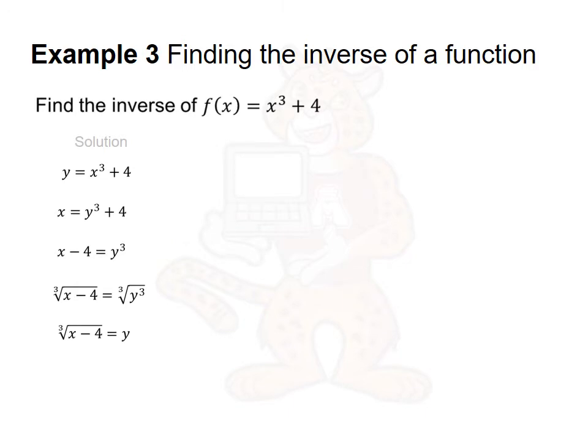So the radical and the exponent disappeared, and on the left side what is left is the cubic root of x minus 4 equals y. And finally, the inverse function of f of x would be equal to... Remember that the last step is to replace the y with the inverse notation. The inverse function, f inverse of x, equals the cubic root of x minus 4.